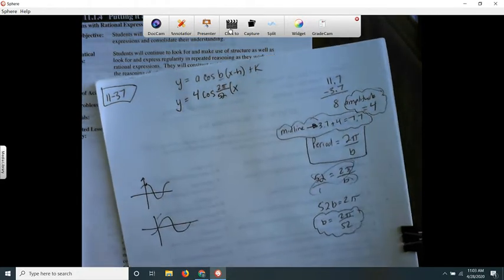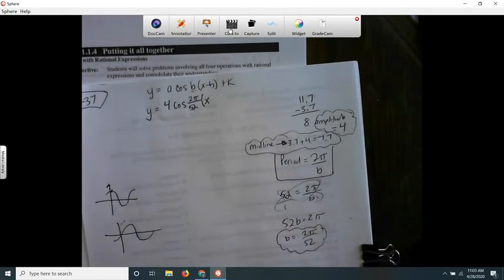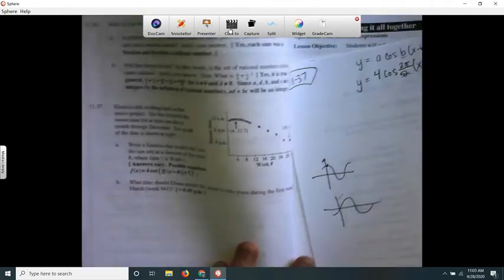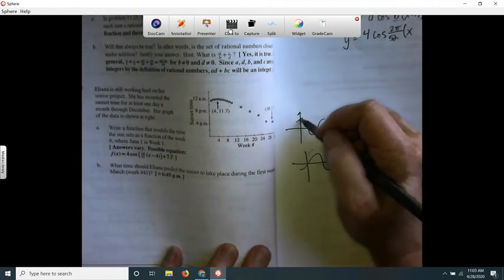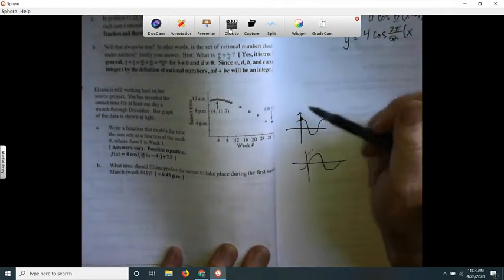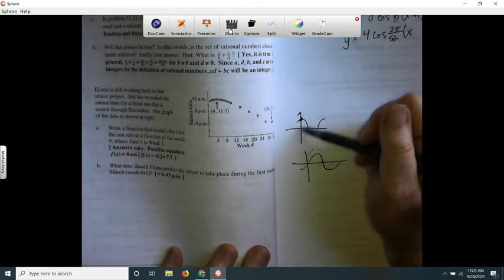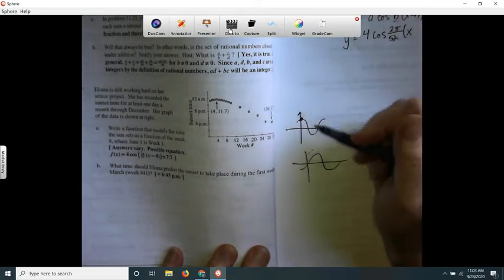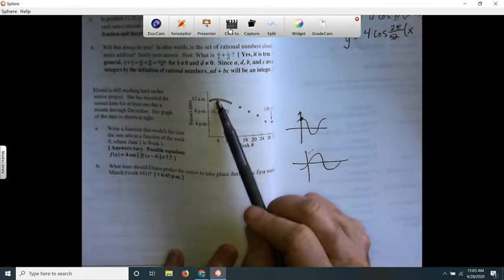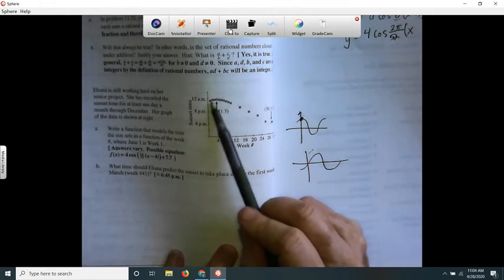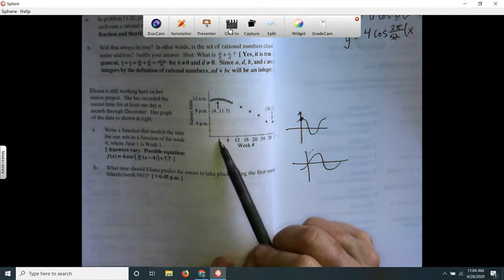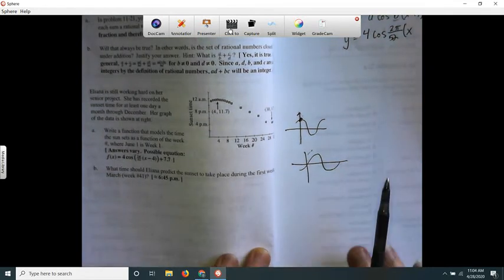So what is h? H is going to be the horizontal shift. I know that on a regular cosine, the parent function cosine graph, the high point is at the y-axis. This one's high point is not exactly on the axis. It's shifted 4 to the right. So h must be 4.